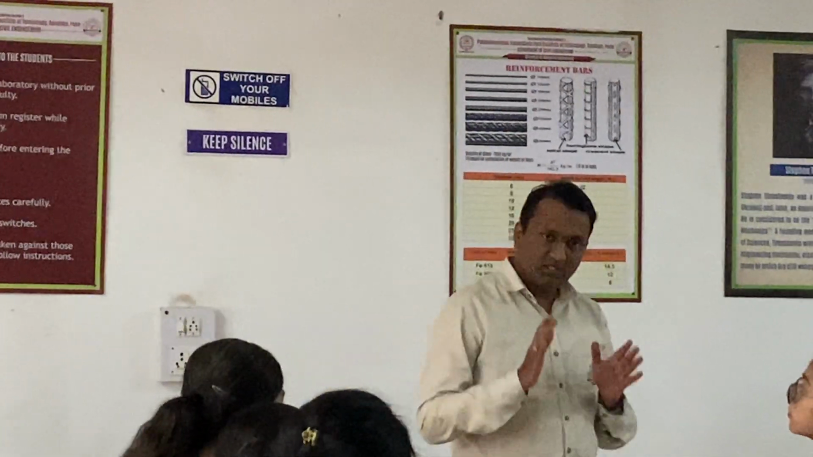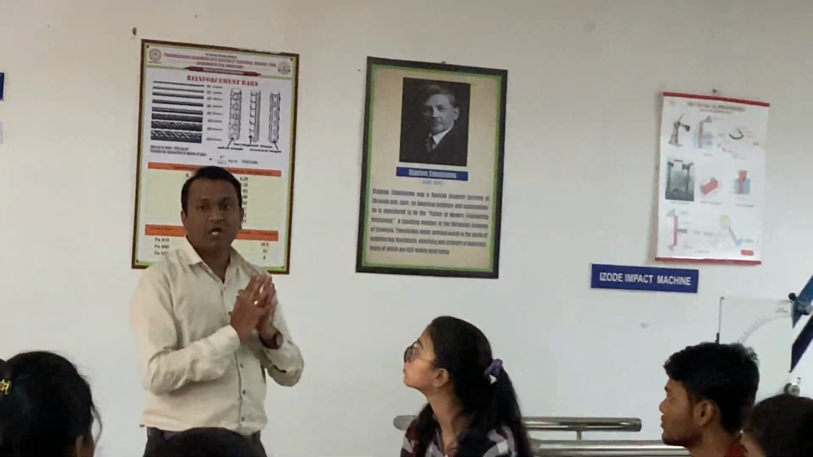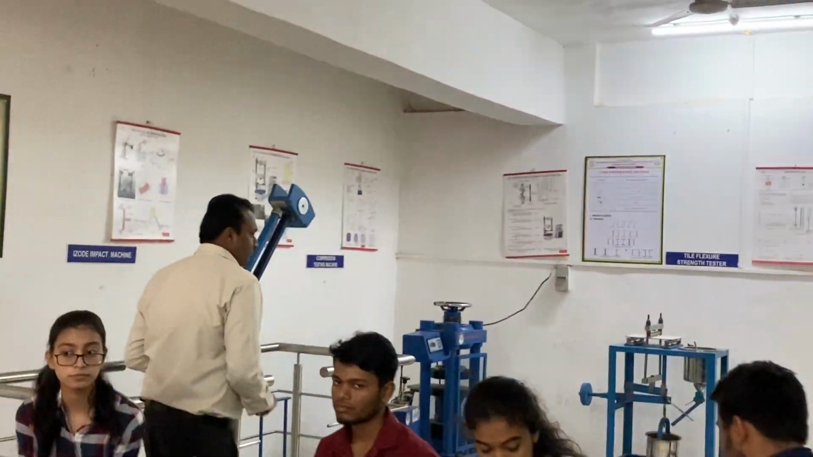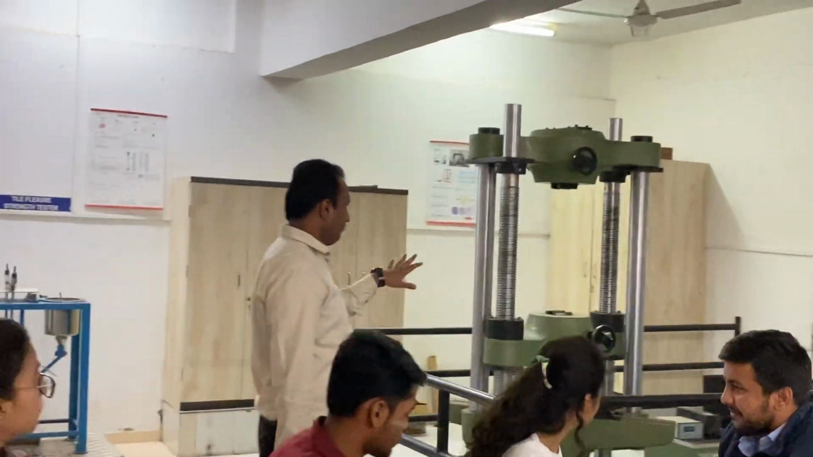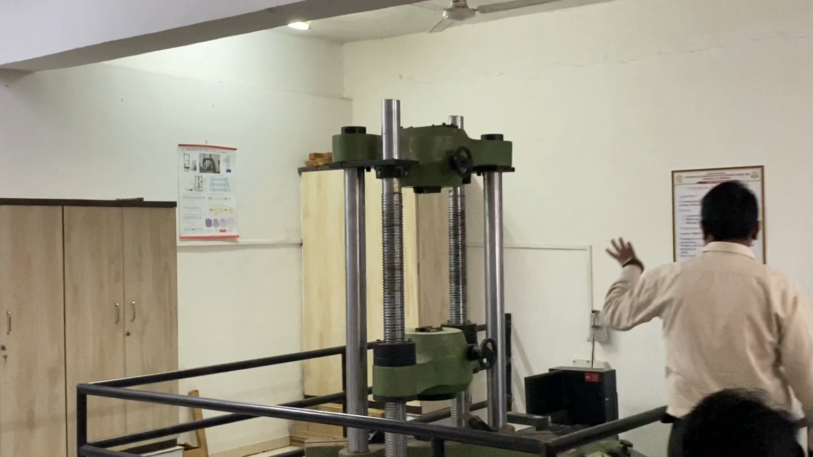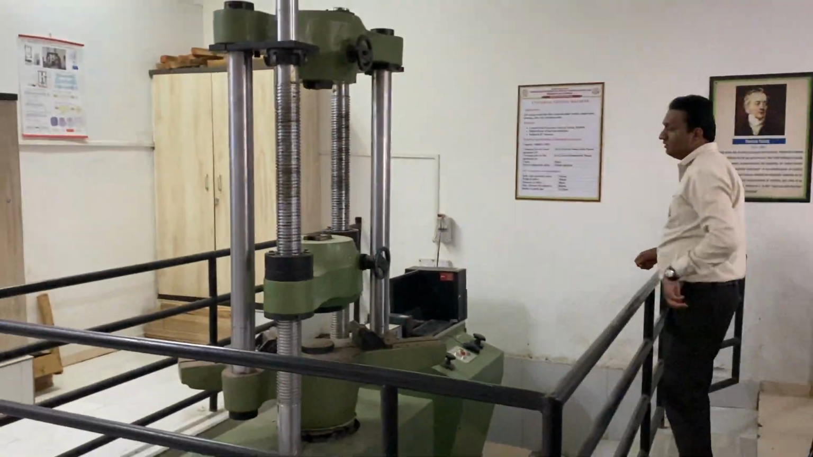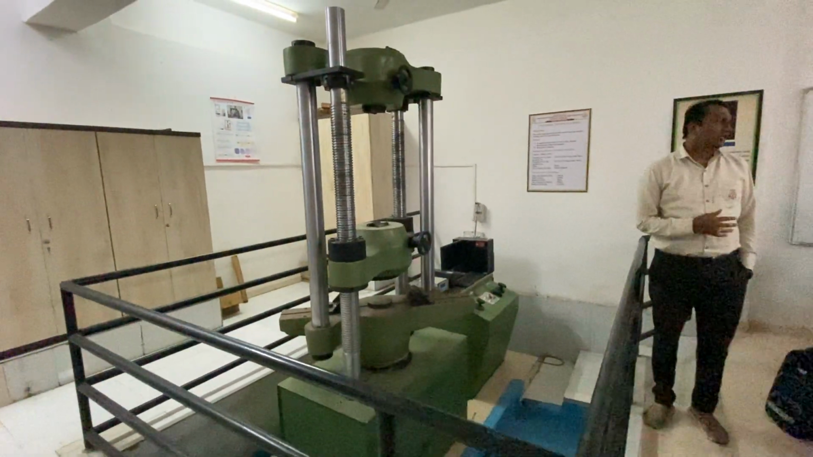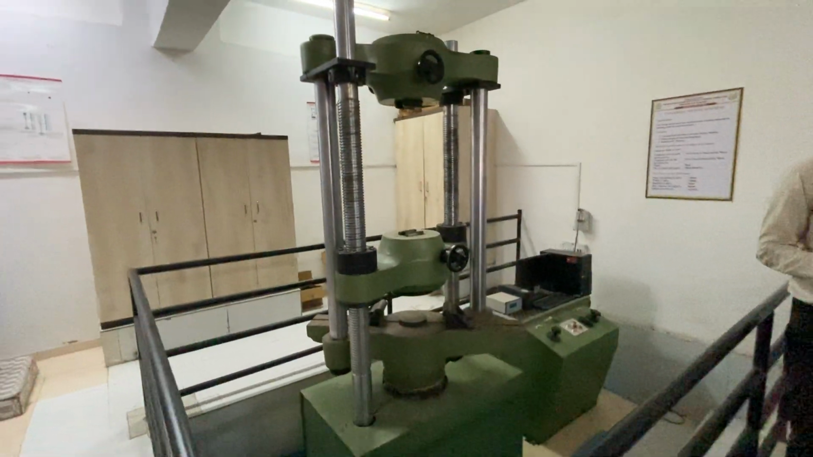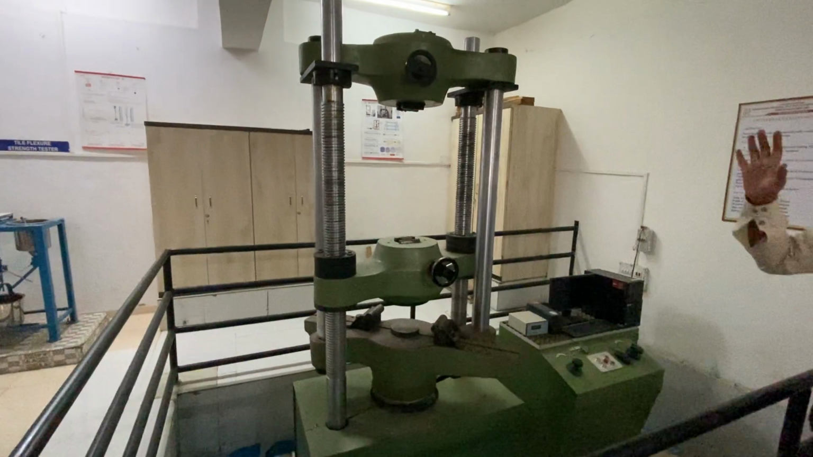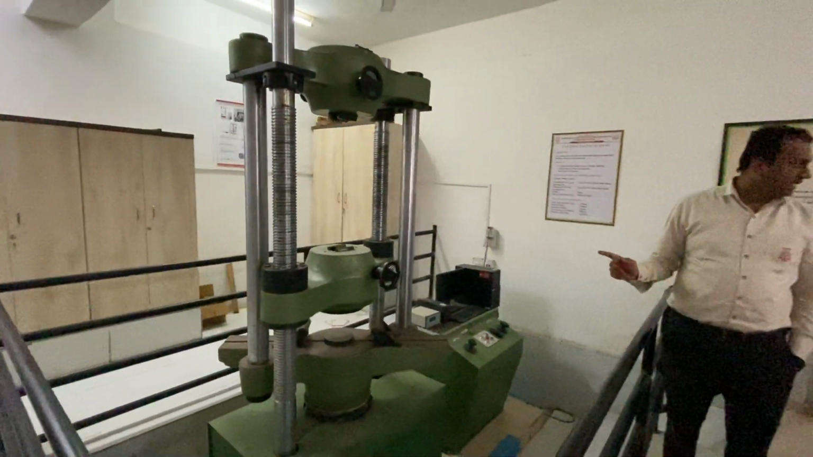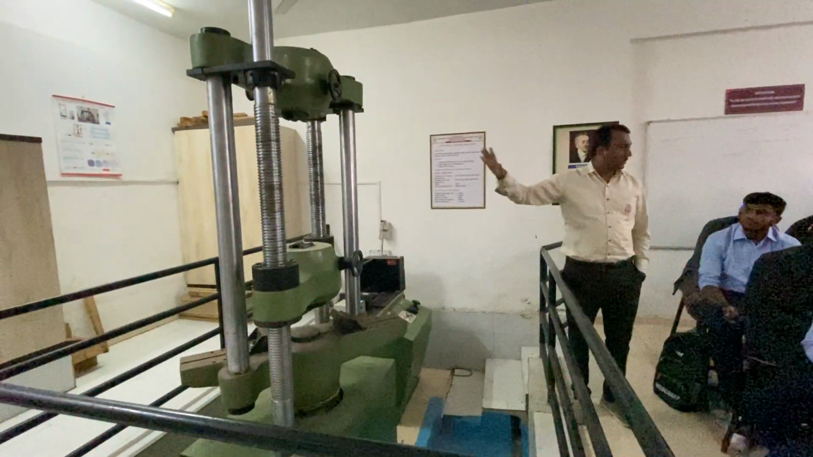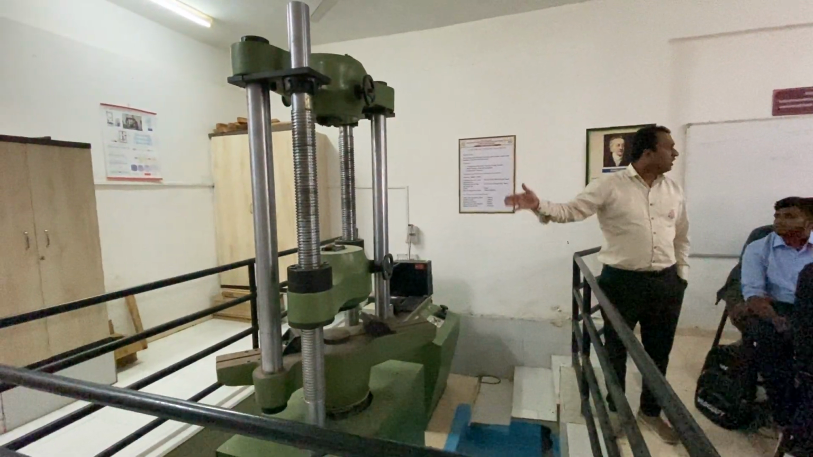Where you are sitting, just look where I am standing, and accordingly I will explain just before the experiment. Okay. If you are seeing this instrument, can anyone tell me the name of the instrument? This instrument is called the universal testing machine. If you see here, this is the upper jaw, middle jaw, and lower jaw. The middle one is movable.